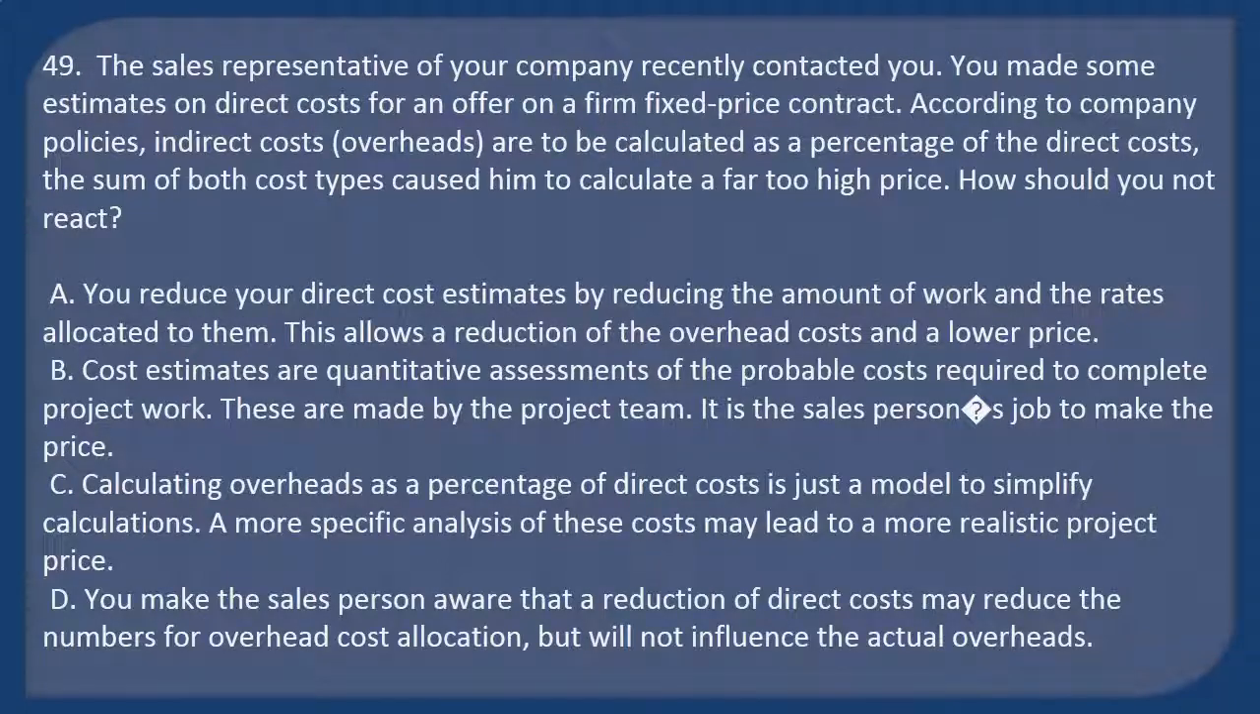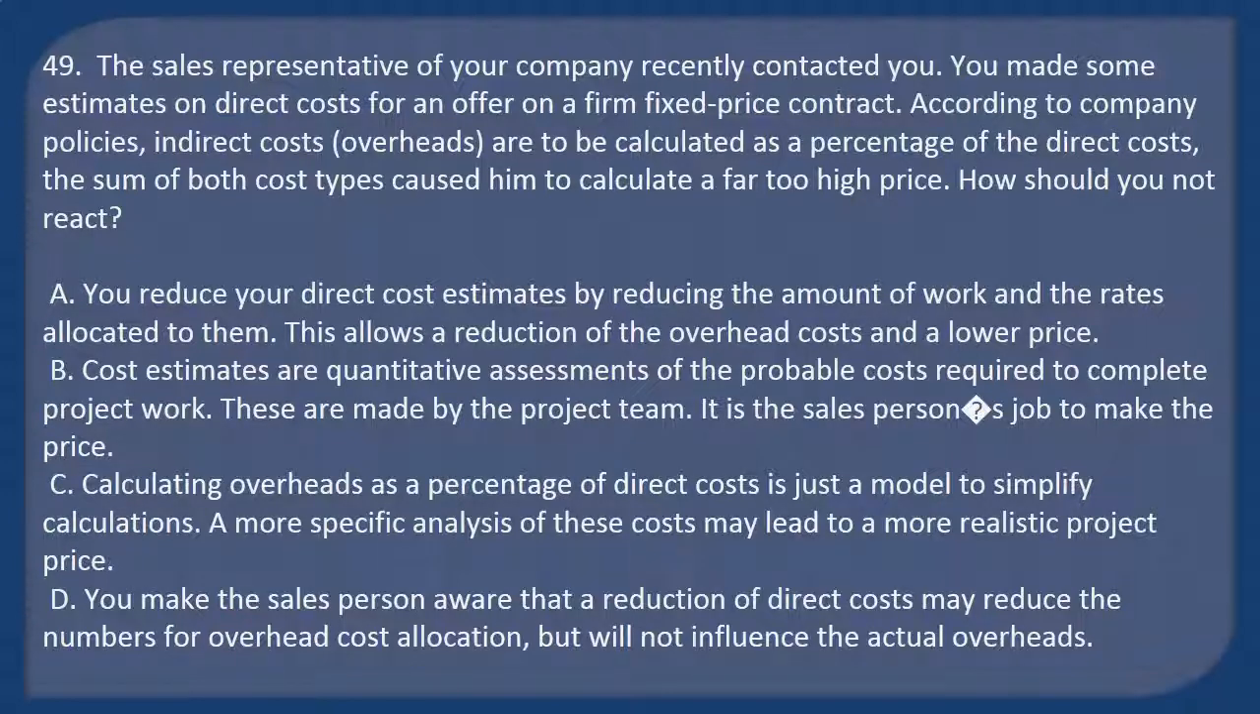Question 49. The sales representative of your company recently contacted you. You made some estimates on direct costs for an offer on a firm fixed price contract. According to company policies, indirect costs, overheads, are to be calculated as a percentage of the direct costs. The sum of both cost types caused him to calculate a far too high price. How should you not react?